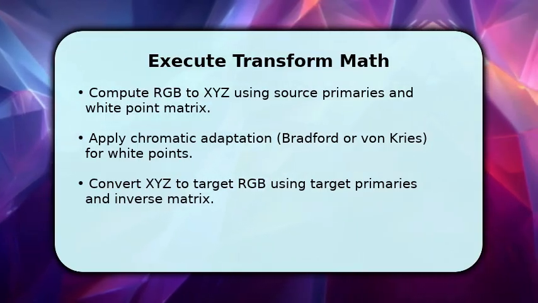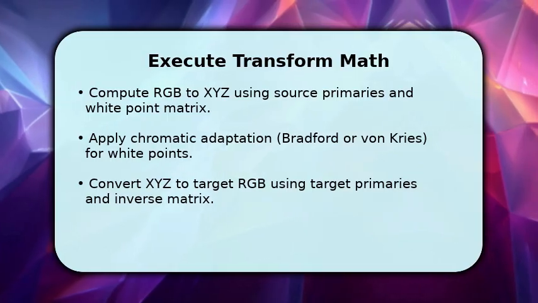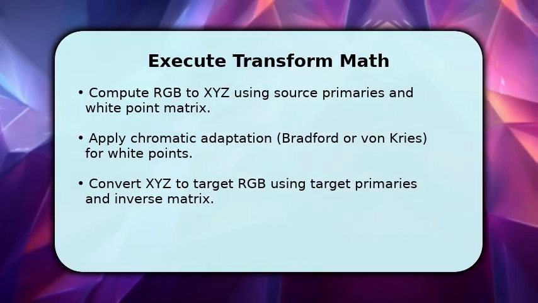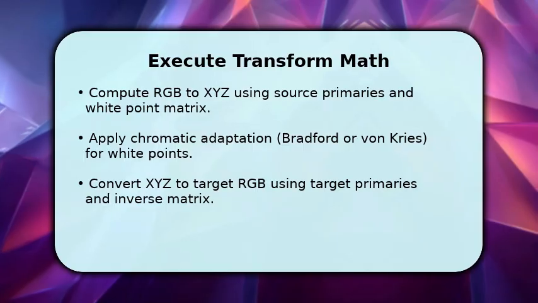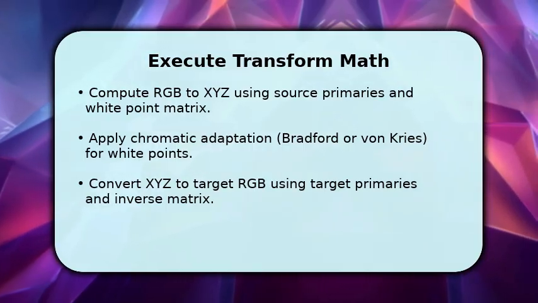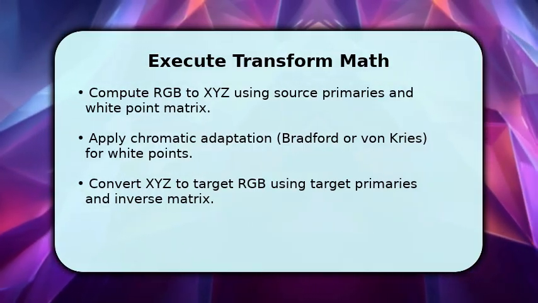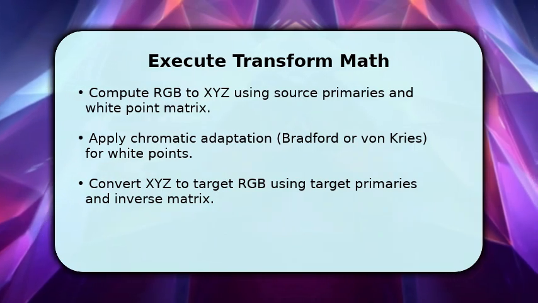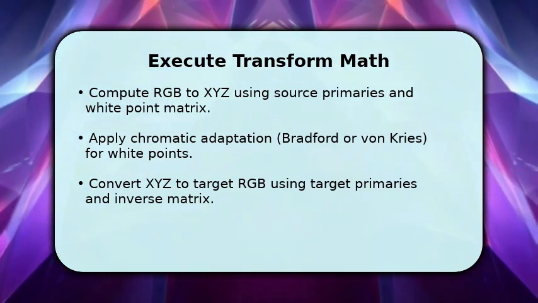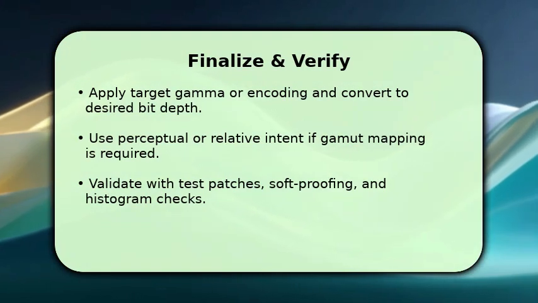Then multiply by the target RGB matrix to project XYZ into the destination primaries. Make sure to clamp or gamut map at this stage. If values fall outside the range, you finish by encoding the transformed linear RGB to the target gamma or transfer function and quantize to the chosen bit depth to produce final pixels.